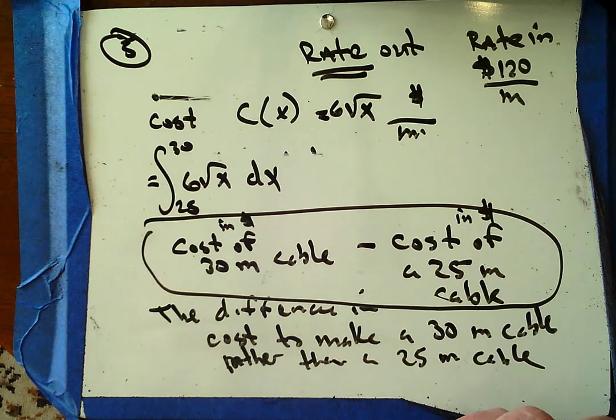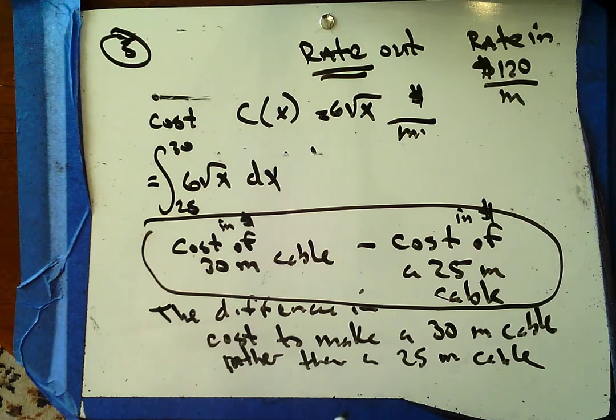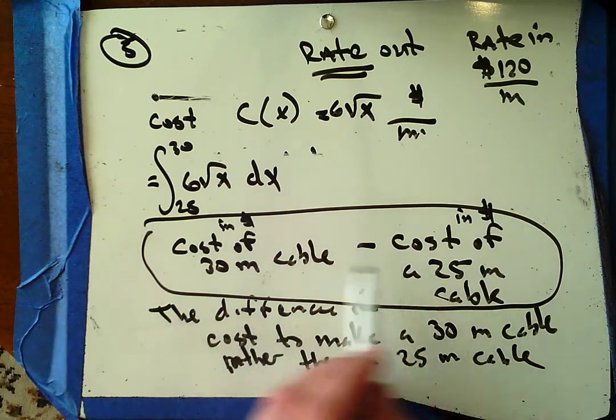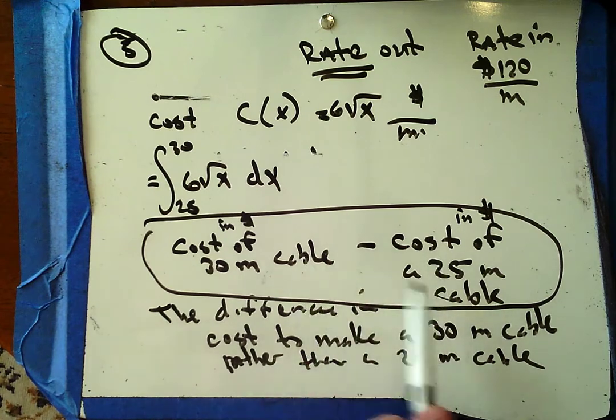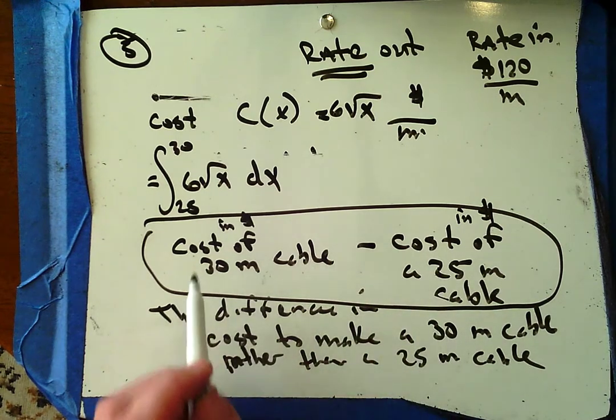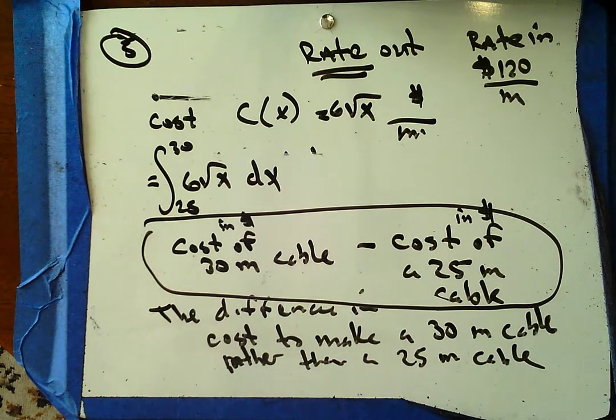Do we need to find a value here? I don't think we need to find a value here. You could also describe this as how much more, because when we find this difference, it's going to be the difference between making this one and this one. And so you could say how much more it costs a 30-meter cable than making a 25-meter cable.